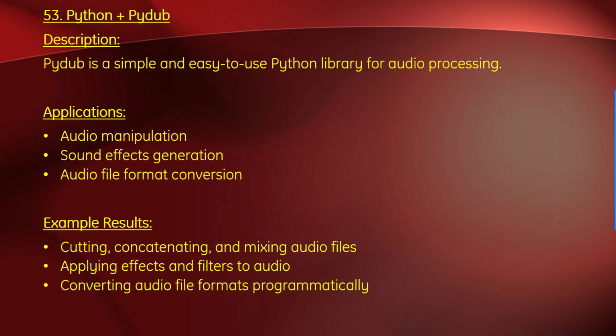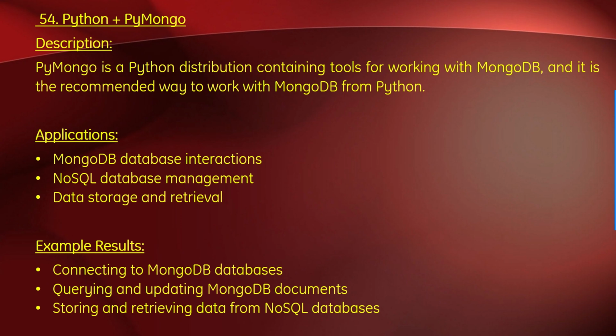Moving on, we have Python plus PyDub. PyDub is a simple and easy to use Python library for audio processing. Applications include audio manipulation, sound effect generation, and audio file format conversion. Examples include cutting, concatenating, and mixing audio files, applying effects and filters to audio, and converting audio file formats programmatically.